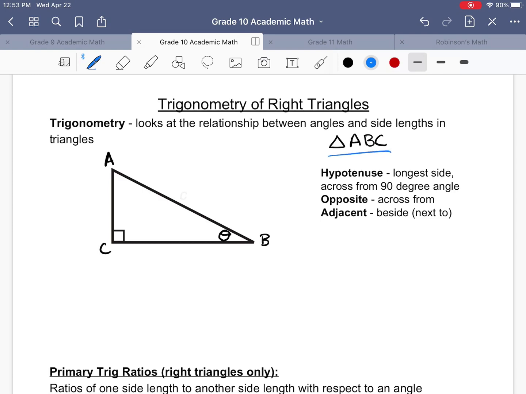So the triangle is already labeled for us with the uppercase letters at the vertices, or the corners, of the triangle. And we can use those uppercase letters to refer to the angles of the triangle, or we can use our symbol here of theta. And I've written the symbol of theta here with angle B because we're going to be using this as our reference angle.